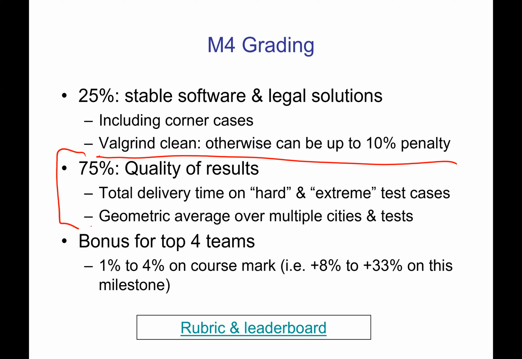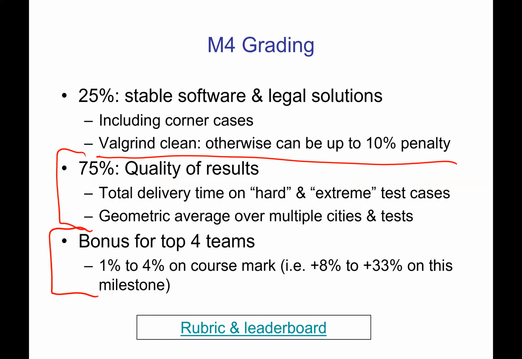The bulk of your mark comes from your quality, the quality of results on the big test cases. The little test cases are just there for you to debug your code. The big test cases are called hard and extreme, and they have from about 50 to 150 deliveries. We take the geometric average of your travel time across all of those. A bunch of public ones are given. There'll be other private ones that are basically the same, but just different, so you don't overtune. Depending on how good your quality is, that will determine the remaining 75%.